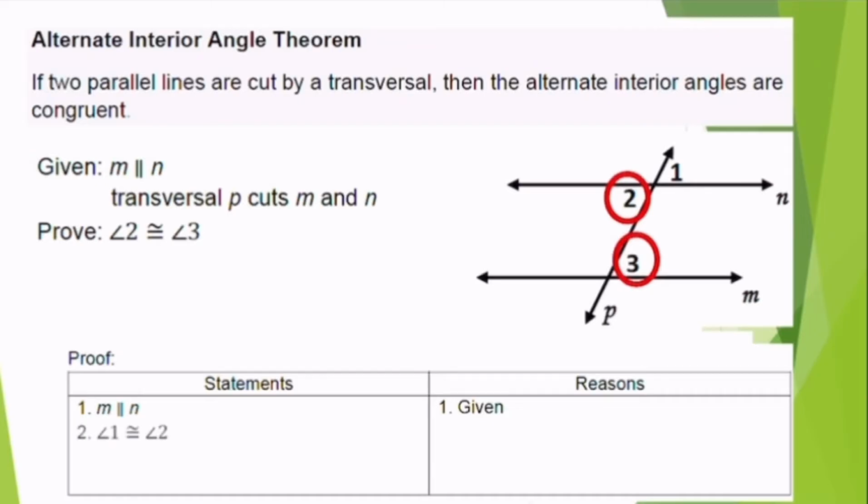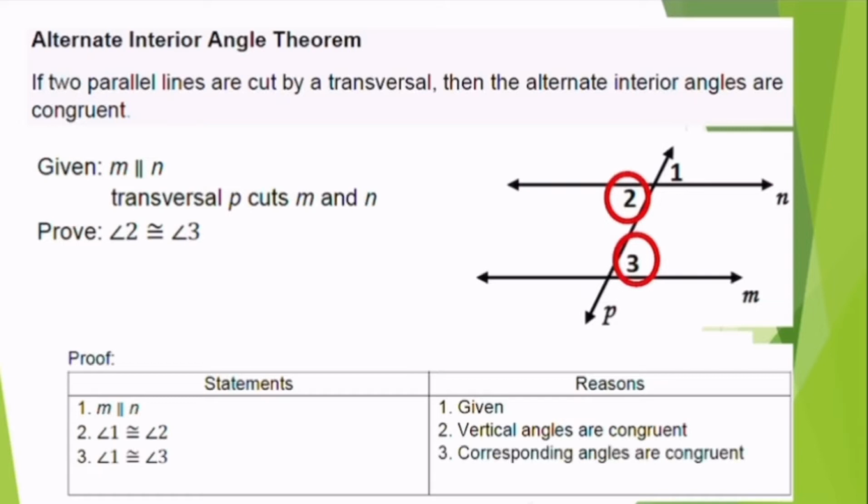Next, angle 1 is congruent to angle 2. The reason here is vertical angles are congruent. Next, angle 1 is congruent to angle 3, and the reason here is corresponding angles are congruent. And for our last statement, angle 2 is congruent to angle 3. That is the transitive property of congruence. Thus, that is the alternate interior angle theorem all about.